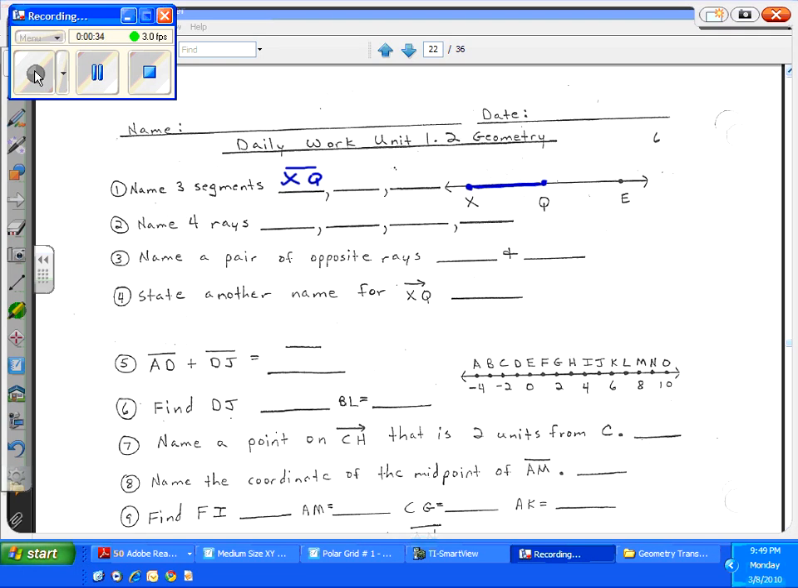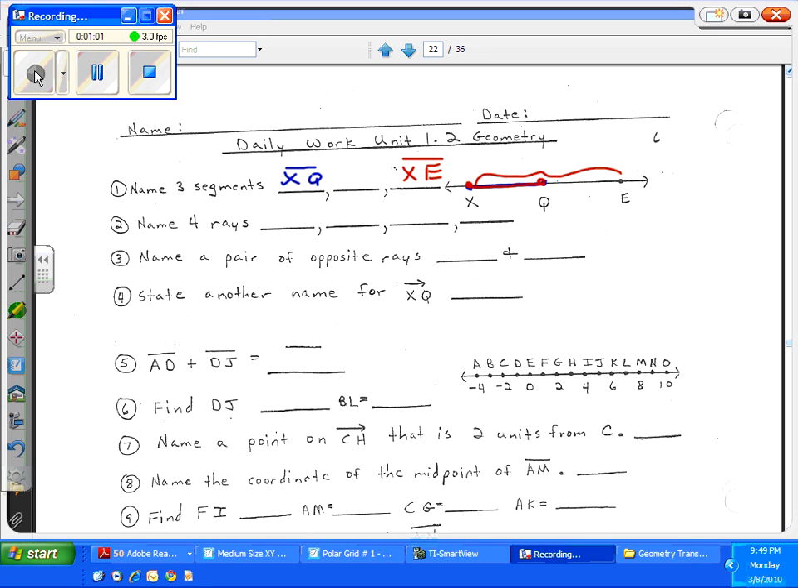Now we defined it as starting at point X and stopping at point Q, which is fine. Okay. So that's one segment. The whole distance would be another segment, right? Starts at point X, stops at point E, and then there's another one, obviously.